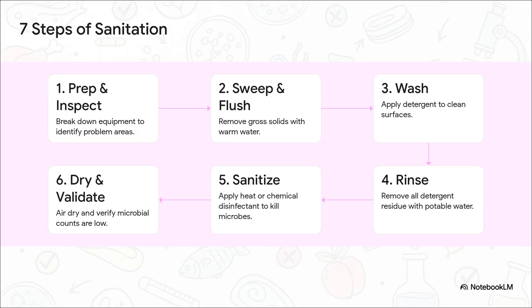Taking equipment apart so you can get to every nook and cranny. Step 2, sweeping and flushing. Getting rid of the big chunks of debris, then rinsing with warm water. And notice it says warm, not hot. That's because hot water can actually cook things like protein onto the surface, making them even harder to get off.